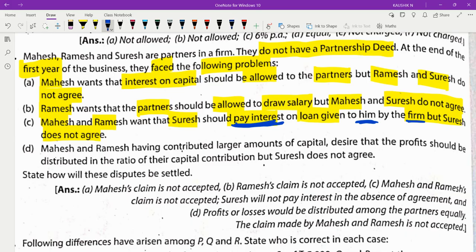When in terms of accountancy, whether it is a section, act or year, it should be quantified and specified according to that only. If we miss out, then you can't even get half a mark. Okay, so keep it in your memory. Okay, so here, payment of interest on a loan that is being given by the firm to him.